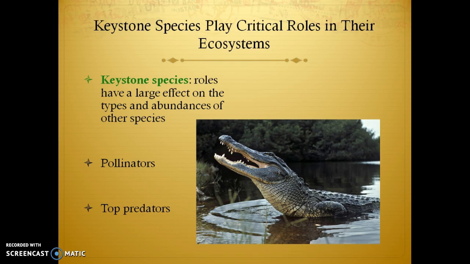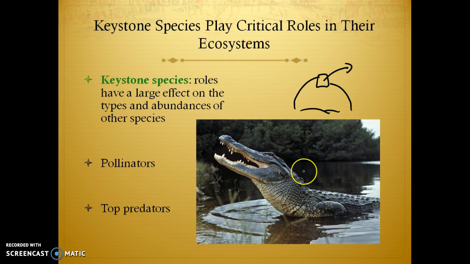Then we have keystone species. Keystone species are species that play a larger role than you would expect within their ecosystem based on their biomass. So maybe there aren't very many of them in the ecosystem, but their role is supersized. The term keystone comes from the anatomy of an arch, which has this center stone as the keystone holding everything together. If you remove that keystone, then the entire arch collapses. That's the idea there, why they're called keystone. So they have a large effect on the types and abundance of other species.